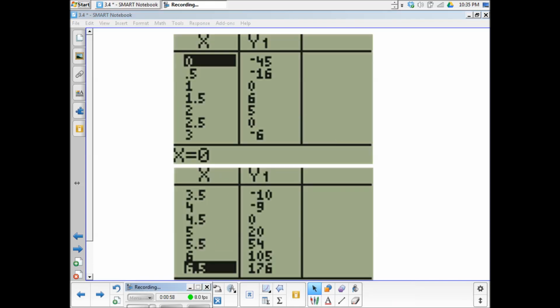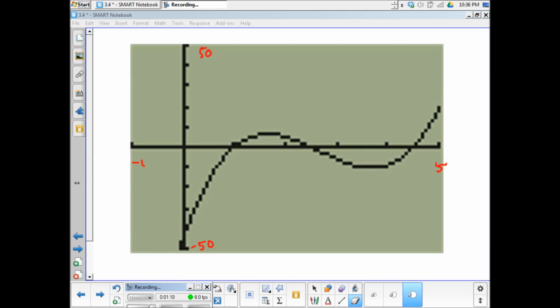You can also set up the table. I'm using a table start of 0 and a delta TBL of 0.5. Now this is your position graph. So it might be wise to try and figure out where the maxima and minima are. And the reason for that is our velocity is going to be determined by the slopes of the tangent lines along this curve. So anytime these lines are pointing in the direction of positive slope, we can assume that the object is moving forward. And if negatively sloped, the object is moving backwards.